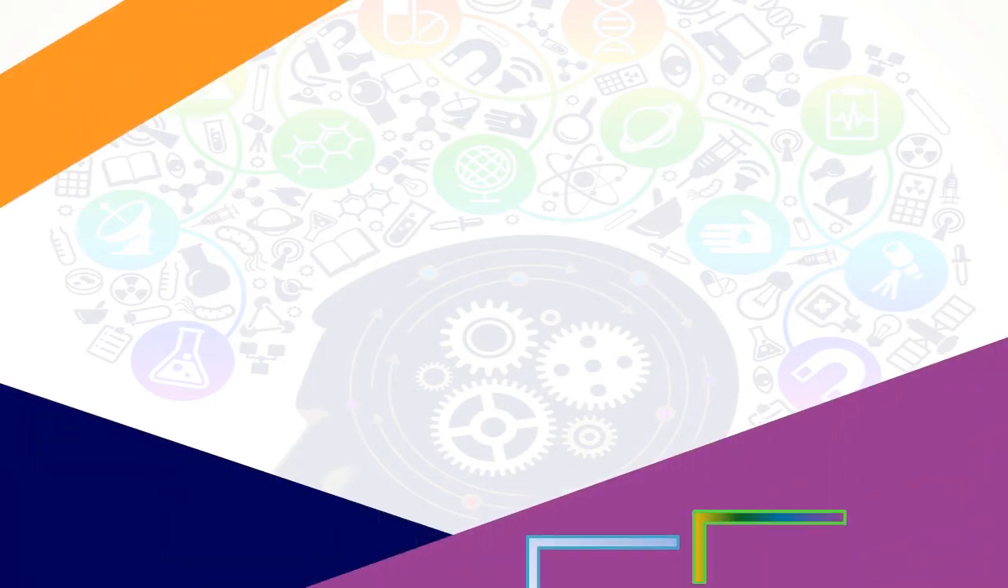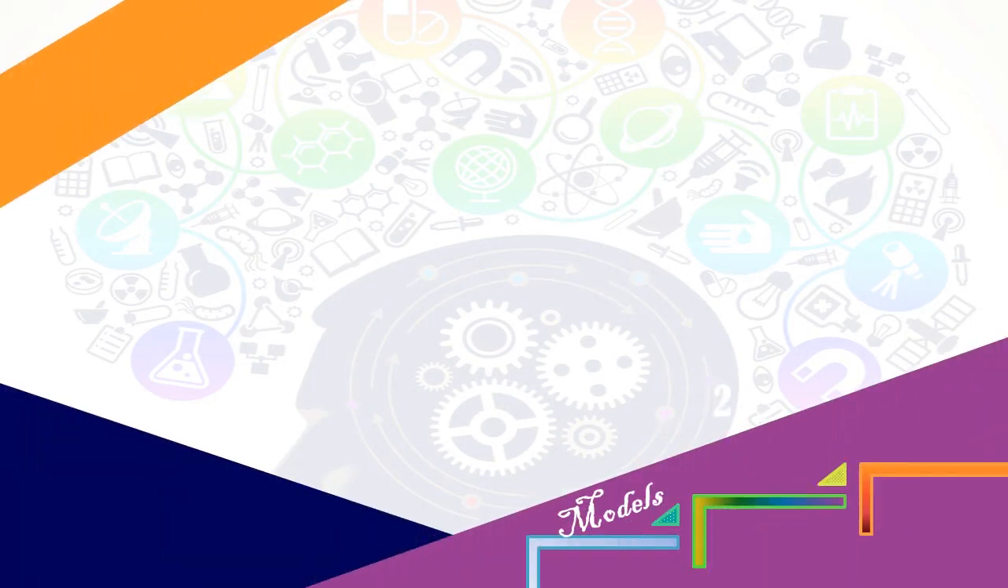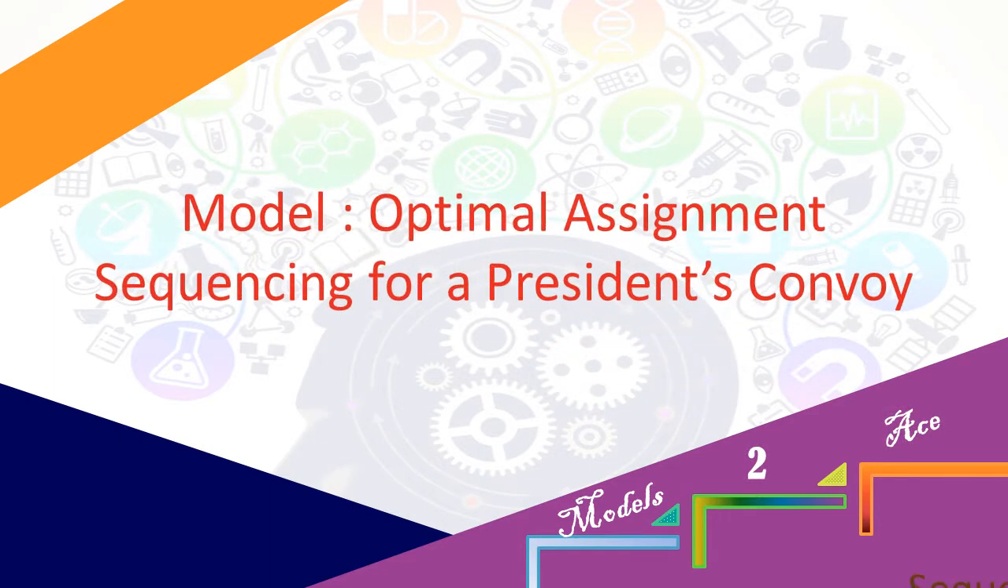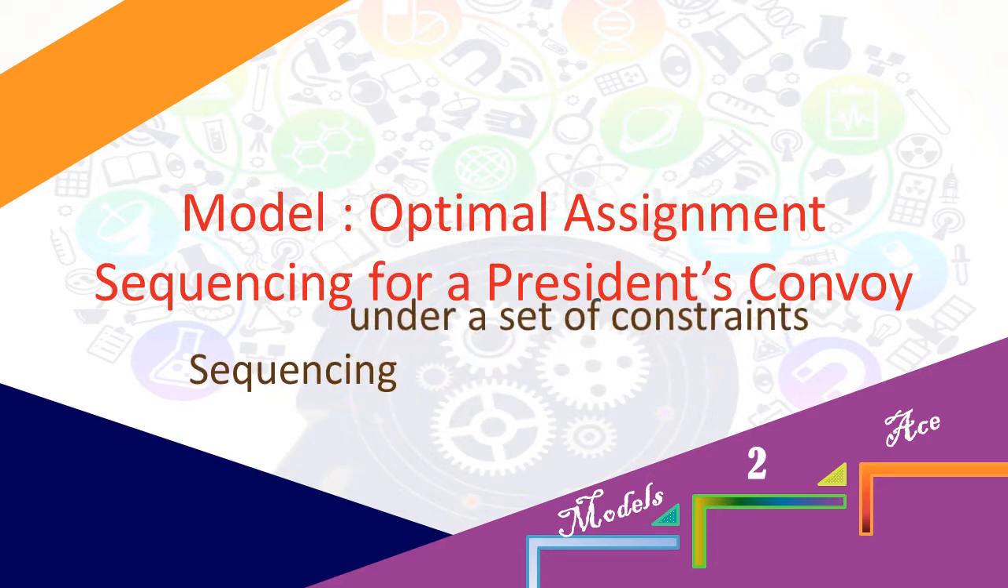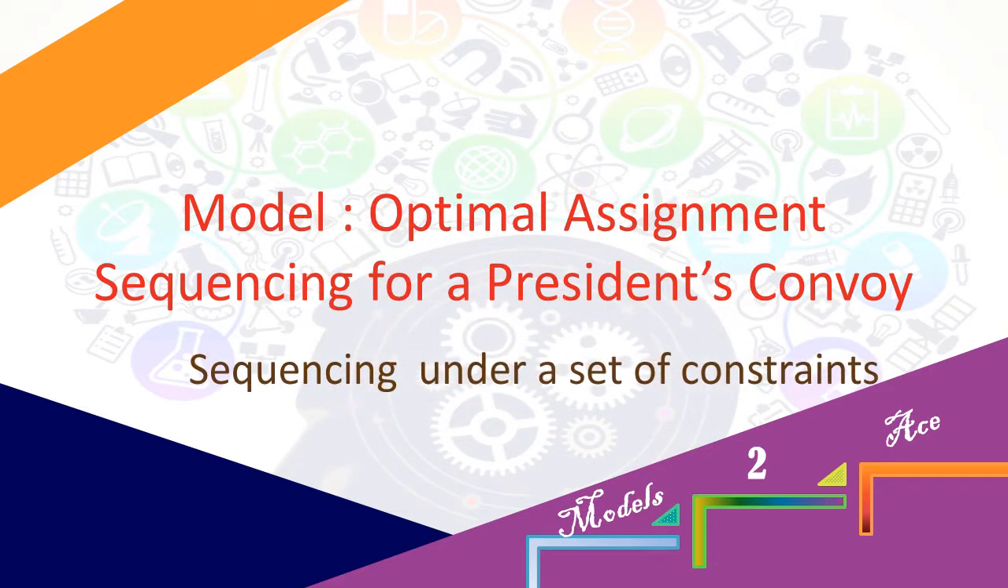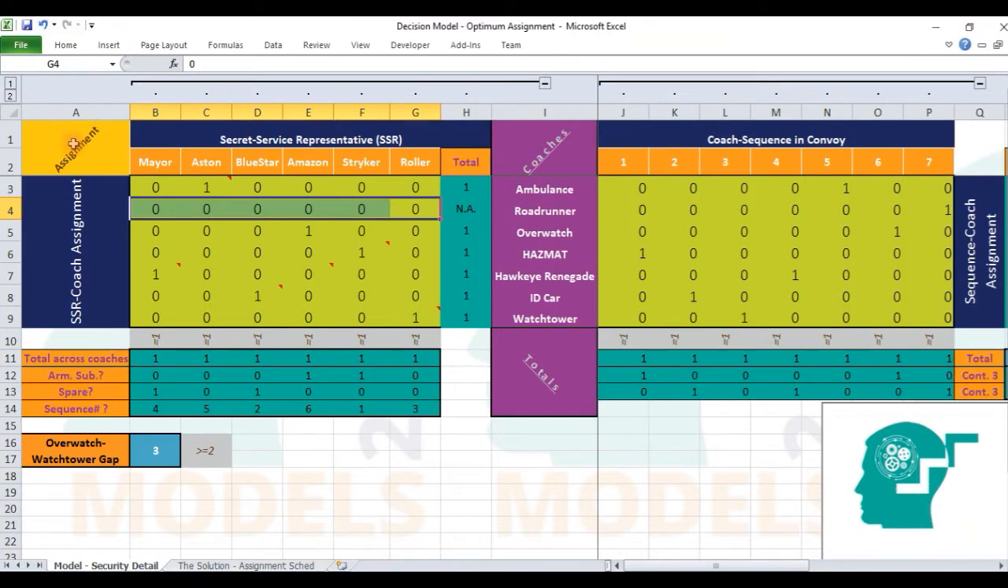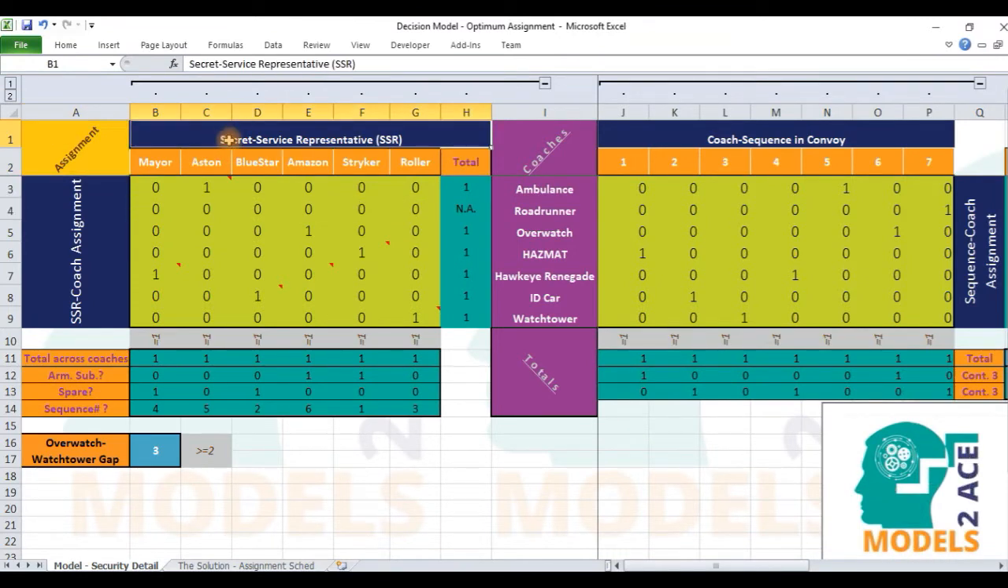Welcome to this edition of Models to Ace. Presenting an Excel spreadsheet-based model to derive the optimum sequence for an assignment problem, under given preconditions and constraints. Using linear programming, we will design the model for deriving the sequence of coaches for a presidential convoy, along with the assignment of Secret Service representatives in the coaches.